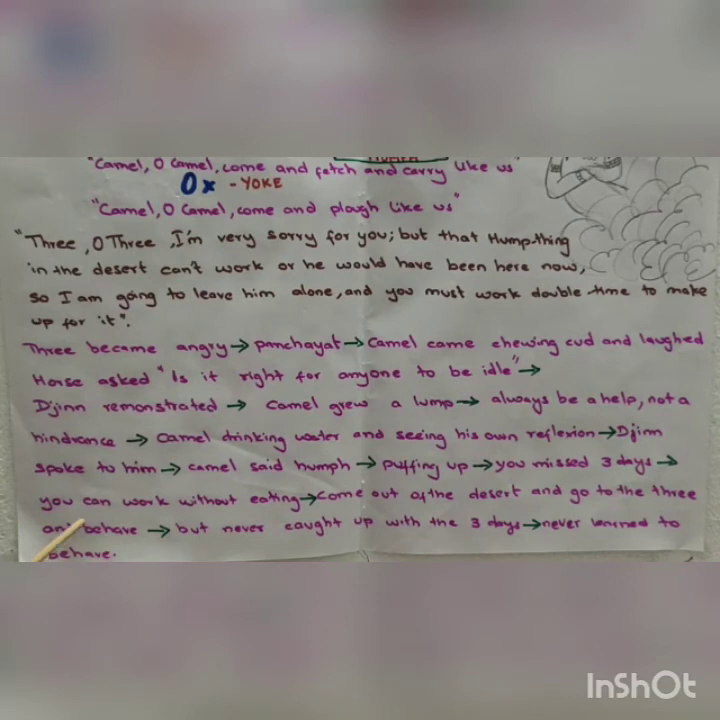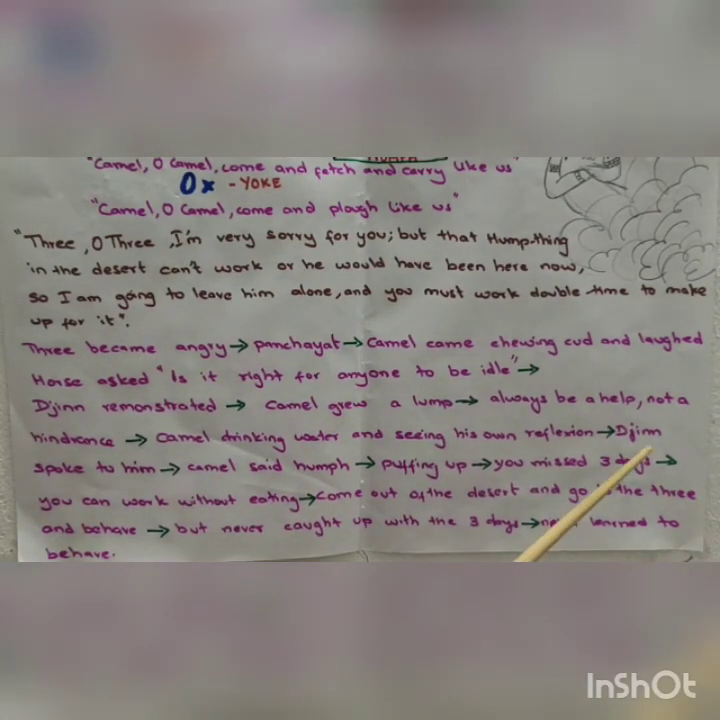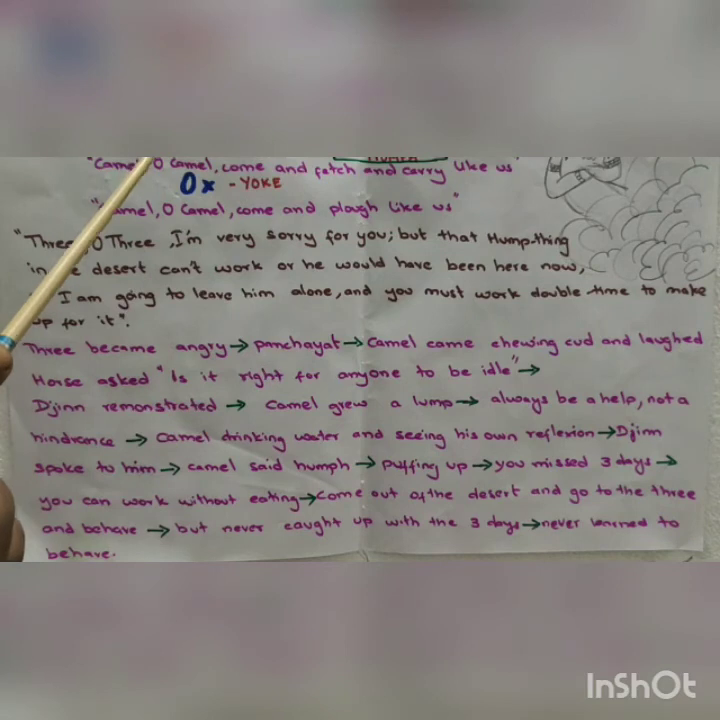But you know what happened in the end? The camel could not match up those 3 days that he missed. As the jinn said, you can work without eating, so you have to take over the 3 days that you missed, the Monday, the Tuesday and the Wednesday. But the camel could never match up with the three of them, and he missed the 3 days, and also he never learned to behave. Neither could he match the 3 days, nor did he learn to behave. So now we got to know a short story as to how the camel got its hump.